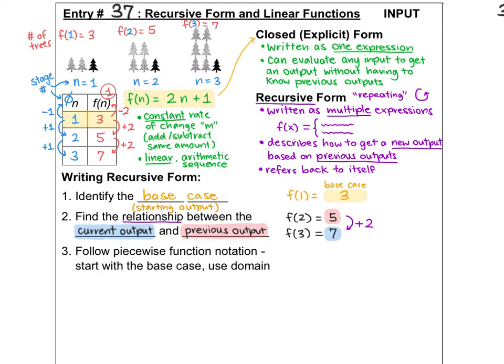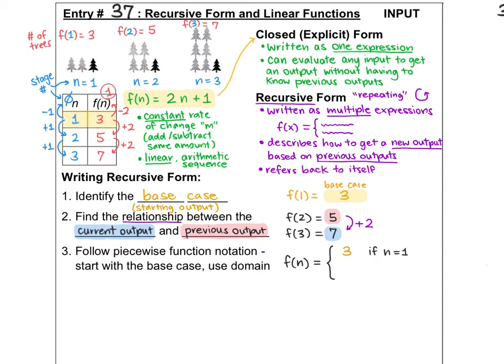The last step in writing a function in recursive form is to follow piecewise function notation. Since our output variable is f of n, we'll want to start out having f of n equals a curly bracket, and then we want to start with our base case, which is the fact that if we start off with an input value of n equals 1, we would have an output of 3, so we would write 3 if n equals 1.